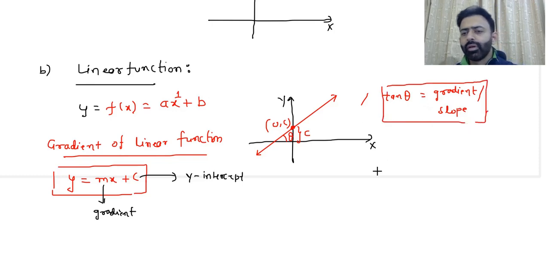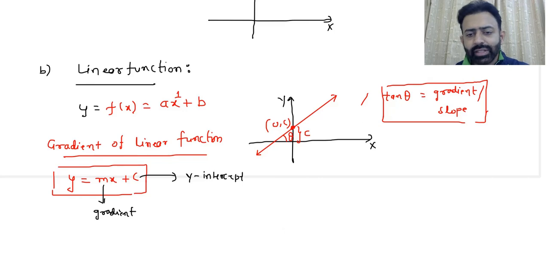Okay, so gradient is not the theta, in fact it is the tangent of that theta, tan theta, and there is no need to explain what you mean by sine, cosine, tan. Okay, so this was what is called the linear function.